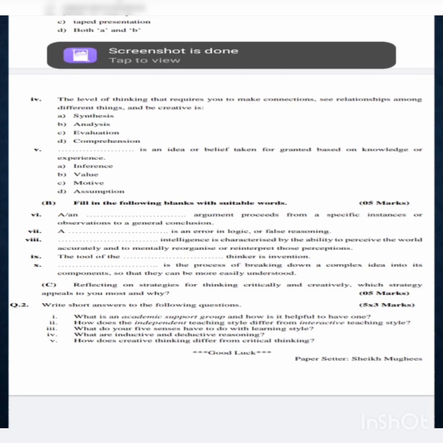Question number 1: what is an academic support group and how is it helpful to have one? Part 2 is: how does the independent teaching style differ from the interactive teaching style? Third part is: what do your five senses have to do with the learning style? Next point is: what are inductive and deductive reasoning? And the last question is: how does creative thinking differ from critical thinking?